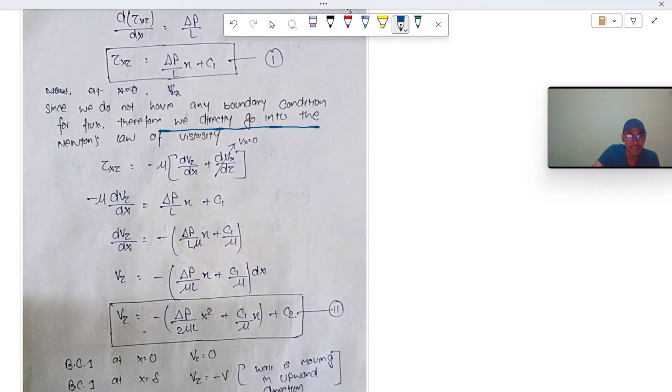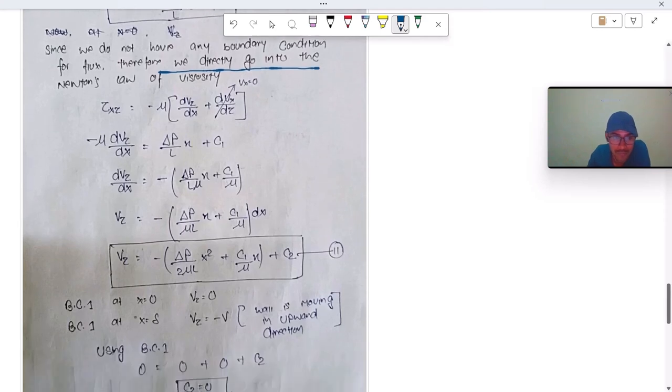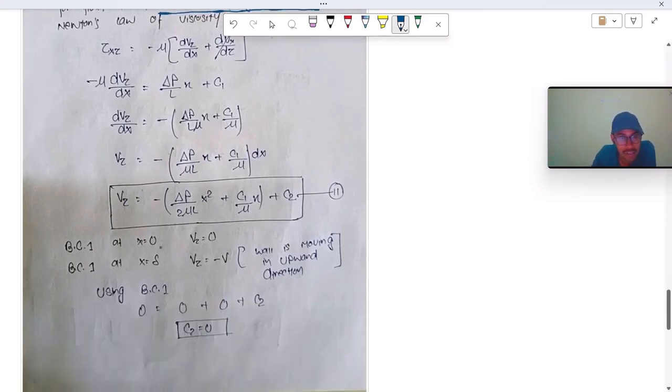On integrating, we get Vz is equal to minus delta P upon 2 mu L x squared plus C1 upon mu x plus C2. Now we have two boundary conditions, that is, at x is equal to 0, Vz is equal to 0. This is the no slip boundary condition.